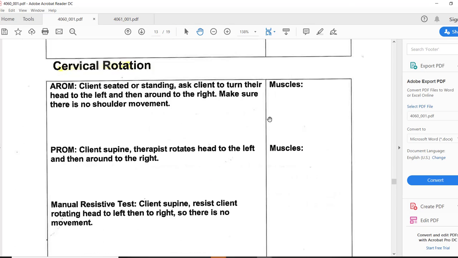Cervical rotation, AROM, the client is seated or standing. Ask the client to turn their head to the left and then around to the right. Make sure there is no shoulder movement. PROM, the client is supine and the therapist rotates the head to the left and then around to the right. Resistive test, the client is supine and resist the client's rotating head to the left then to the right, so there is no movement.